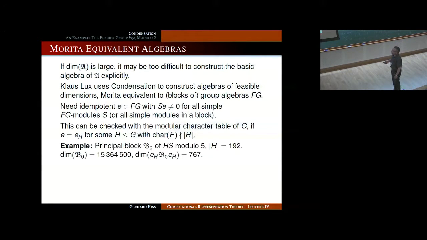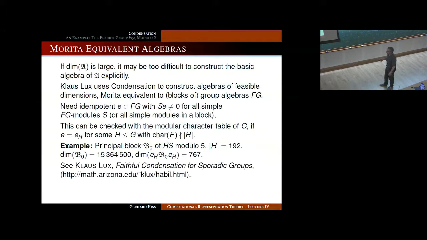So for example, the principal block of the Hickman-Sims group modulo 5, he takes a group of order 192. This is the dimension of the principal block, 15 million, but the condensed algebra has only dimension 767, so this is feasible. And of course, applications.